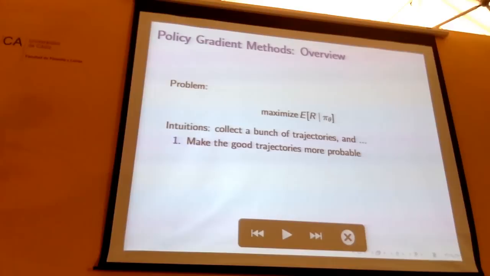The rough intuition for how policy gradient methods work is as follows. First, we collect a bunch of trajectories by just running our current policy. And then we're going to try to make the good trajectories more probable and the bad ones less probable. This is assuming we have a stochastic policy. So when you run the policy many times, many different things are going to happen. Sometimes the policy is going to get lucky and choose really good actions, and sometimes it's going to get unlucky and choose bad actions. So the way the policy gradient method is going to work in a rough sense is it's going to take the lucky trajectories or the lucky episodes and try to make those actions more probable.